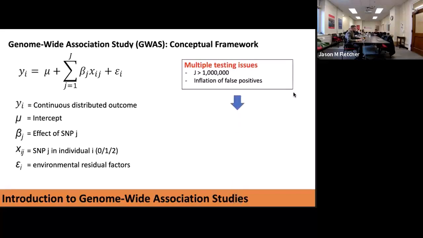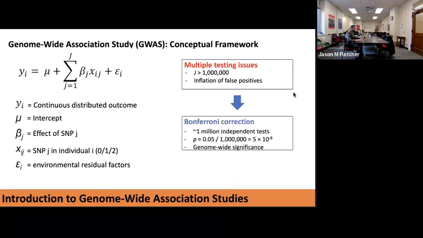The standard approach to deal with these issues related to inflation of false positive rates is to perform a Bonferroni correction based on the notion that there are approximately 1 million independent tests in the genome, based on the covariance structure among SNPs in the genome, or linkage disequilibrium structure, LD structure. This correction results in the genome-wide significance threshold of 5 × 10⁻⁸, typically seen in genome studies.